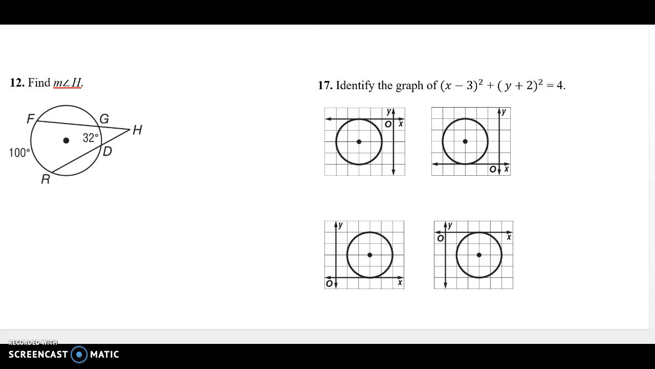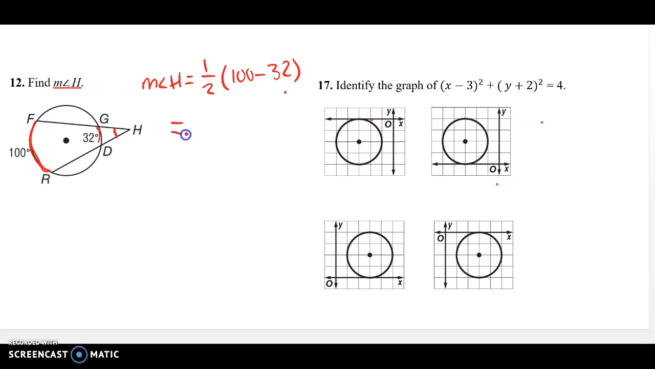Number 12 wants the measure of angle H, which is this angle right here. Just like we were doing on 11, it's an exterior angle with the vertex outside of the circle. So we're going to use that same formula as before: the measure of angle H is equal to 1/2 the difference, the big arc, which is 100 right here, minus the small arc, which is 32 right here. And we just have to solve.